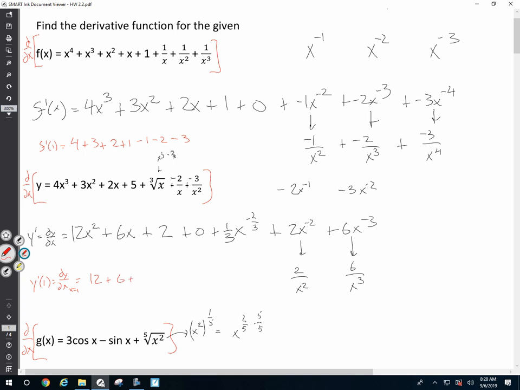12 plus 6 plus 2 plus a third plus 2 plus 6. So 18, 20, 28 plus a third. So I can just leave it as 28 and a third. Probably want to turn that into a fraction. 28 times 3, 84 thirds plus a third is 85 thirds.